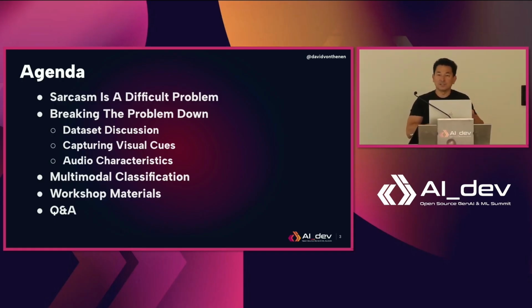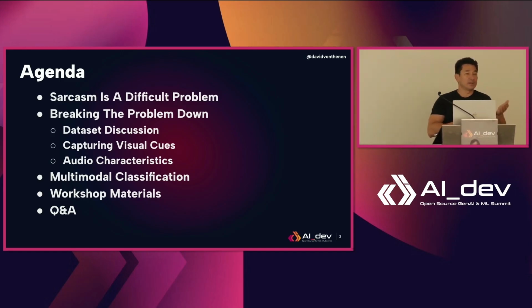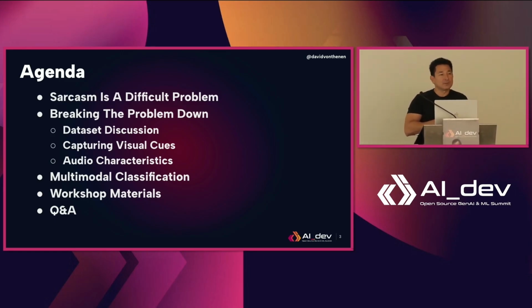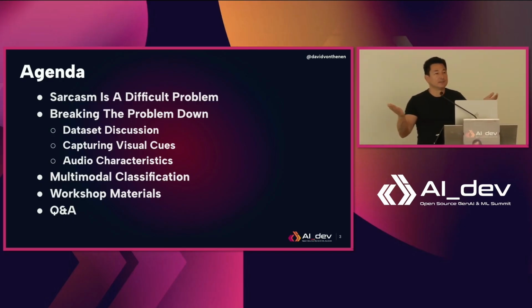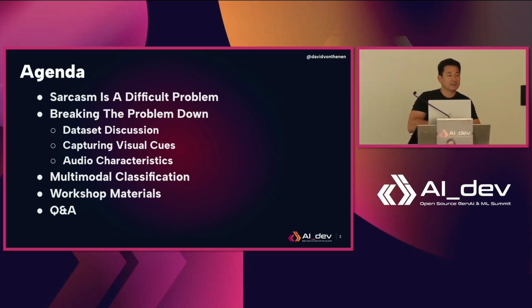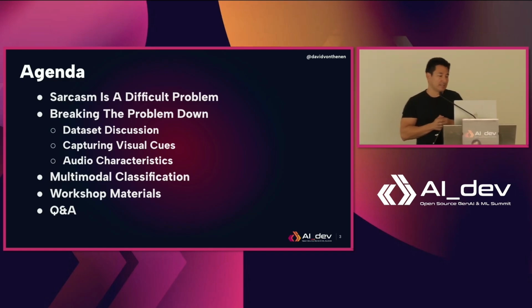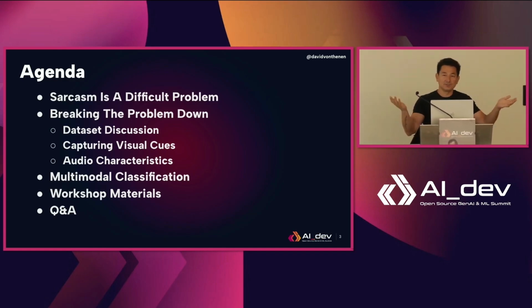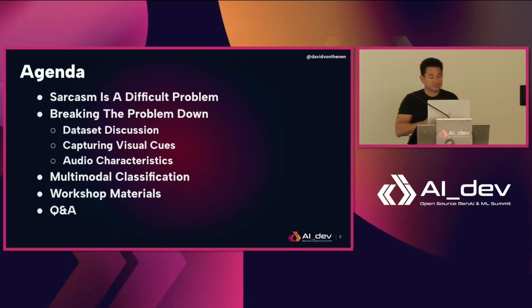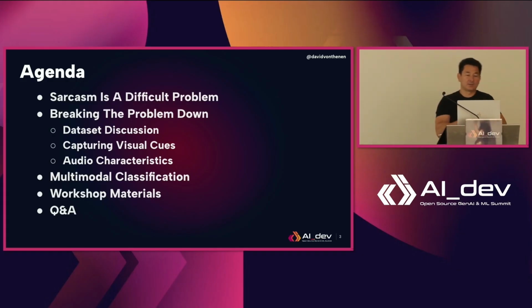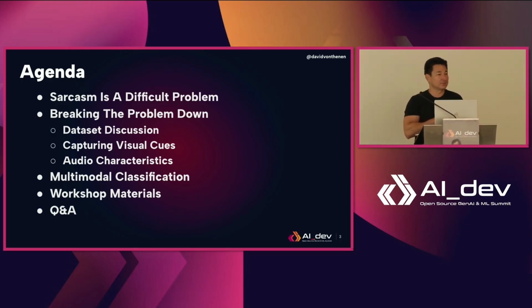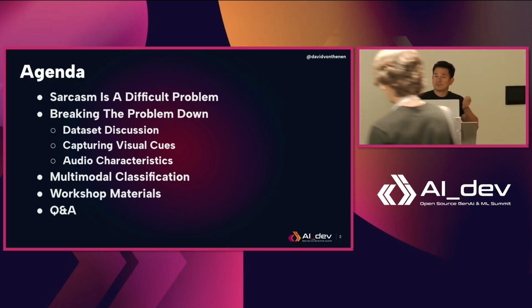We're going to talk about the data set and the visual cues. So how do we break down the facial expressions, the video portion, in order to detect sarcasm and classify it? Then we're going to break down the audio characteristics. So we've got vision and then we've got audio, and how can we use the audio components to detect sarcasm? And then finally, we're going to take both of those models and combine them together for our multimodal classification. This is technically a workshop, so I will have workshop materials for you at the end where you can try all of this at home. And then Q&A at the end, like I said.